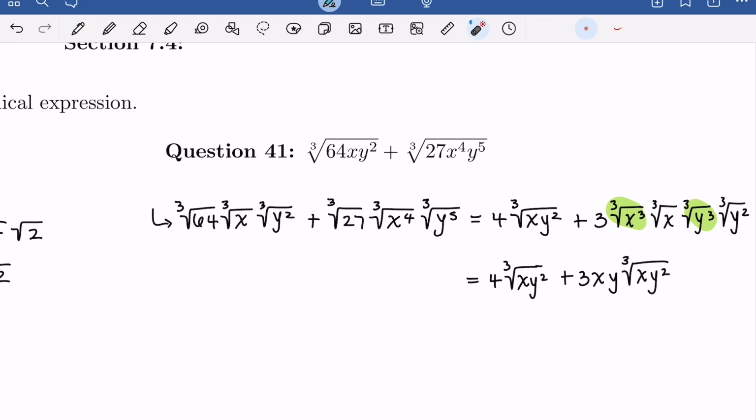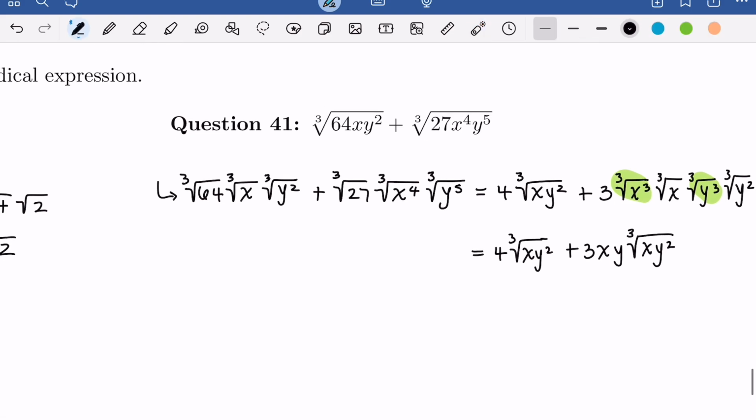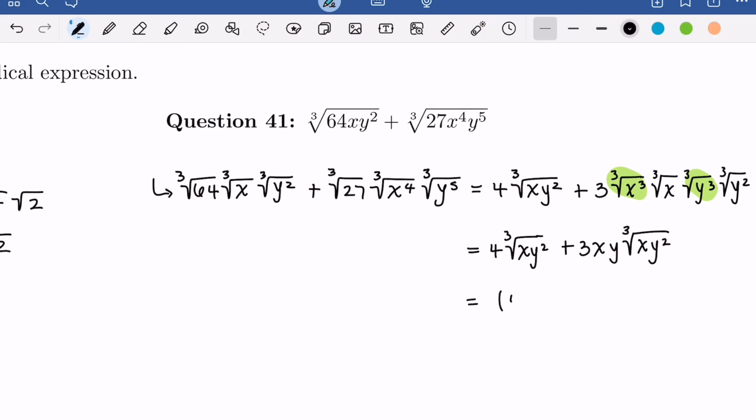All right, so in this case here, we just broke these guys up into factors that we knew would simplify further. All right, now for both of these terms here, we do have the third root of xy squared, so we can pull that out. We're going to be left with 4 plus 3xy times the third root of xy squared.